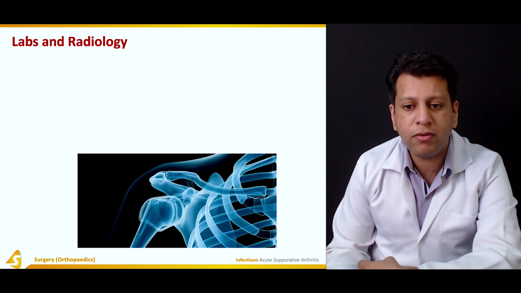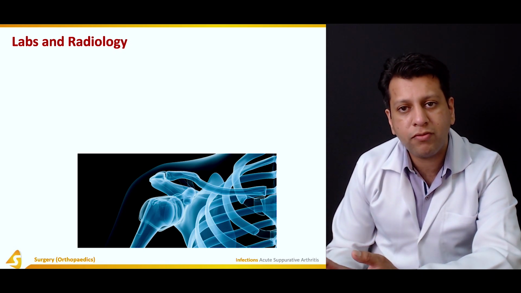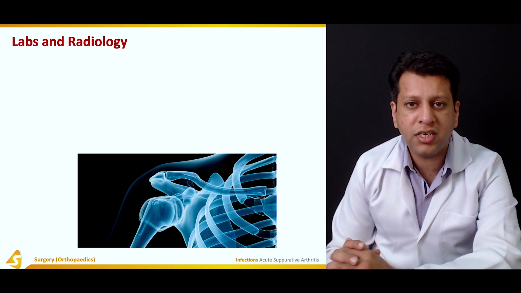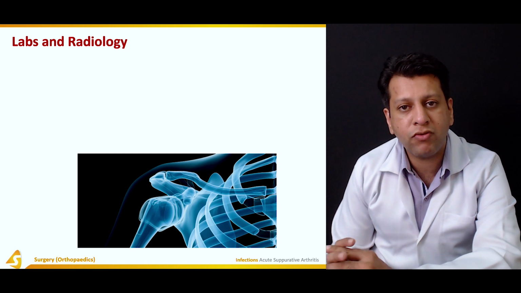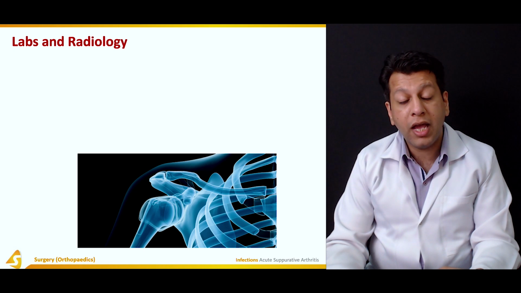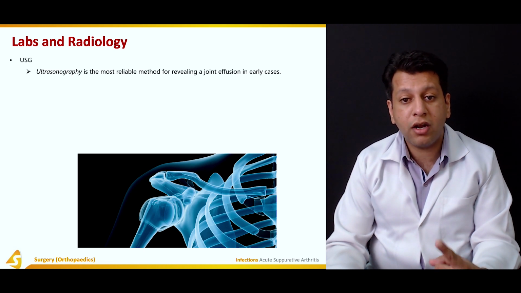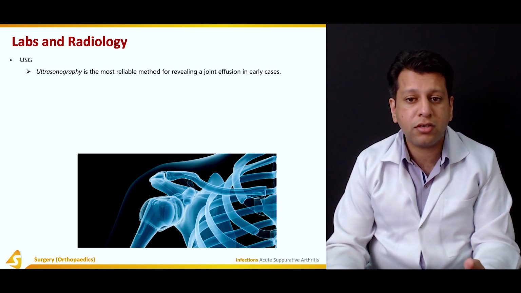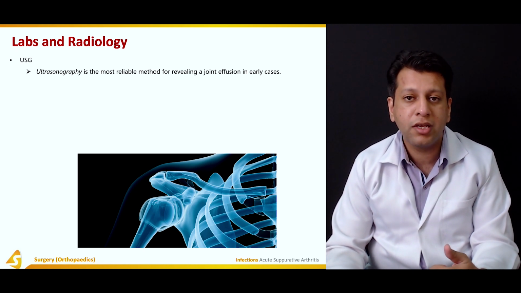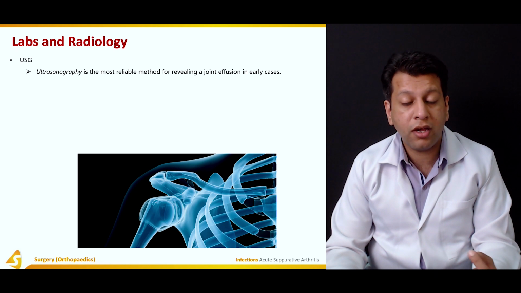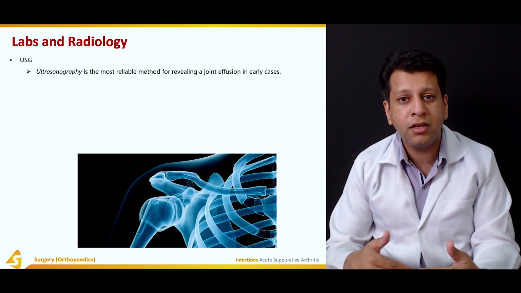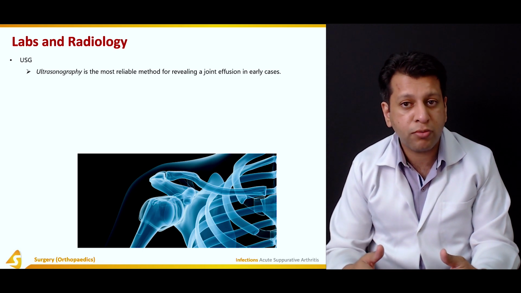When we examine a patient with acute suppurative arthritis, when you see suppuration, meaning pus, there will definitely be a lot of swelling, and when we aspirate, the pus will always be present. Coming to the labs, the first thing we have to get is an ultrasound, because ultrasound is the most reliable method for revealing a joint effusion in early cases. In early cases there will be markedly less swelling, and very little exudate or suppurative pus.